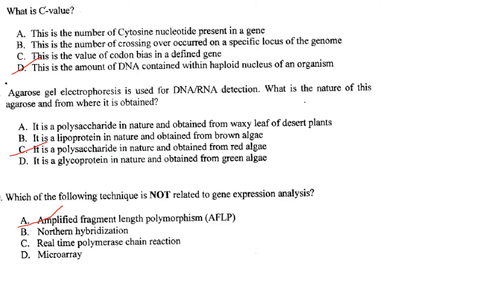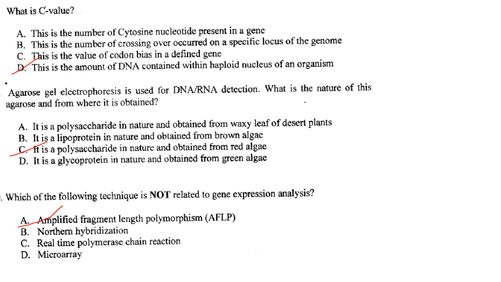Then what is C value? C value is the amount of DNA contained within the haploid nucleus of an organism. So answer is option D. Then agarose gel electrophoresis is used for DNA and RNA detection. What is the nature of this agarose and from where is it obtained? So it is a polysaccharide in nature and it is obtained from red alga. So answer is option C.